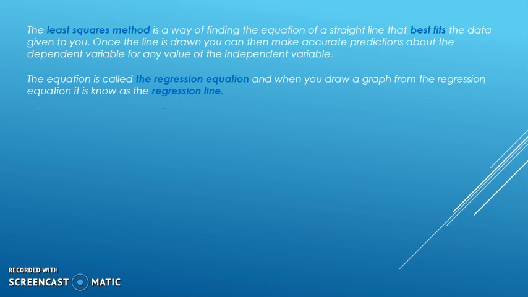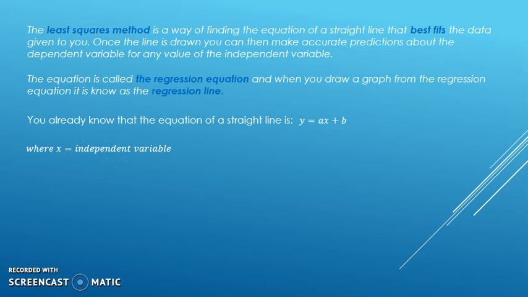The equation that you find is called the regression equation. And when you draw a graph from the regression equation, it's known as the regression line. Now you already know that the equation of a straight line is y equals ax plus b, where x is the independent variable that will be given to you, y is the dependent variable that is also given to you, a is the slope of the line, and b is the y-intercept, where your line will cut the y-axis.